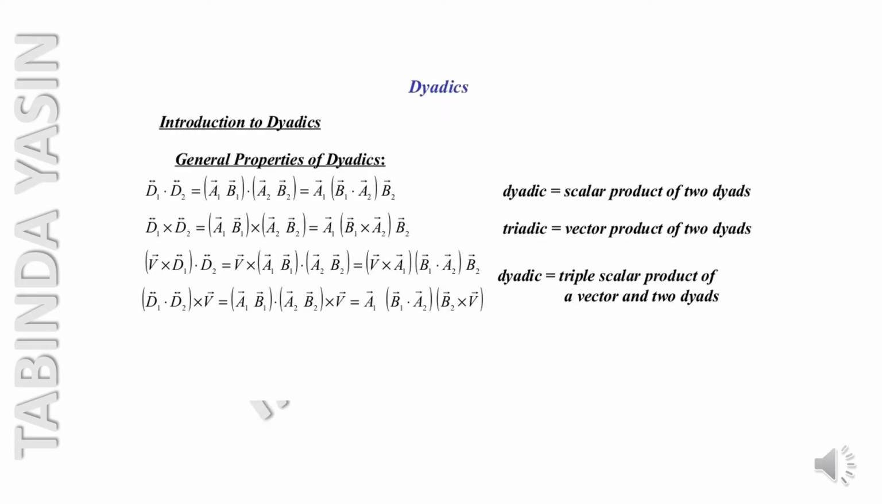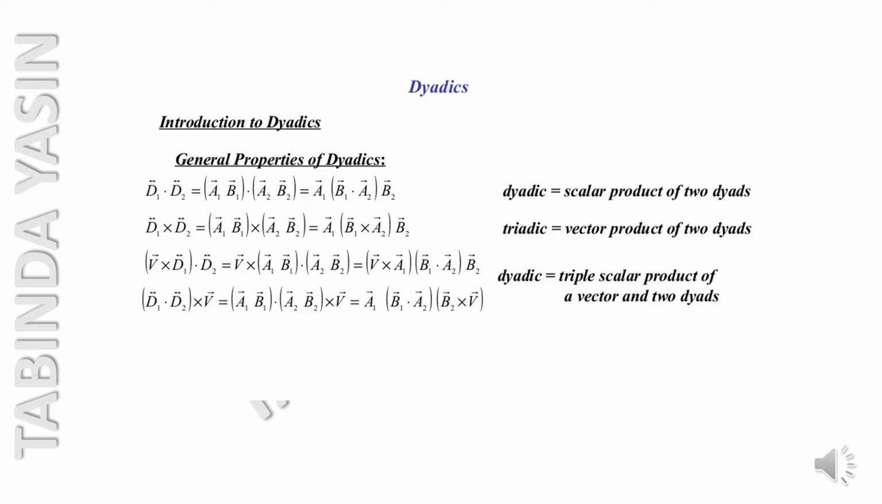Now, under the introduction of dyadics, we move to the general properties of dyadics. The dot product of dyadics D1 and D2 is equal to A1 vector B1 vector dot A2 vector B2 vector. So that gives A1 times B1 dot A2 bracket close B2 vector, that is a dyadic, and that is called the scalar product of two dyadics. Now D1 dyadic cross D2 dyadic, writing their dyadic values, A1 vector B1 vector cross A2 vector B2 vector, that is written as A1 vector times B1 vector cross A2 vector times B2, that is a vector product of two dyadics.